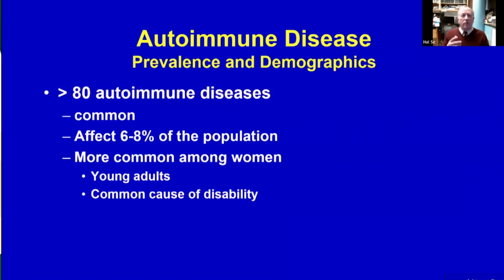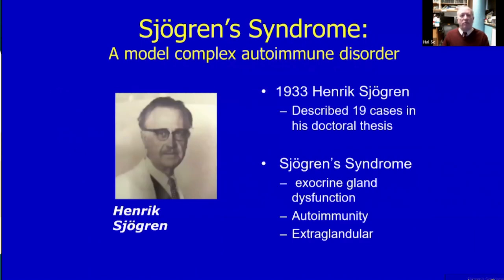Of course, autoimmune diseases are common when you add them all together. There's at least 80 diseases we think of as autoimmune that affect about 6 to 8% of the population. And of course, they're more common among young adults and much more common among women. One interesting way to think about it is that autoimmune diseases are actually a very common cause of disability and inability to work and do what you need to do, among especially young women. Henrik Sjogren described Sjogren's syndrome in his doctoral thesis in 1933 and described 19 patients.